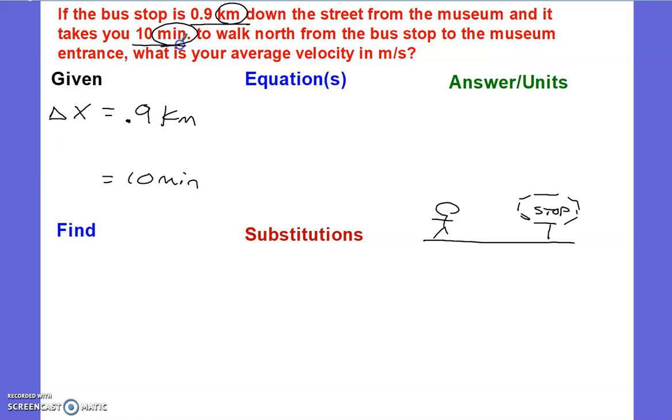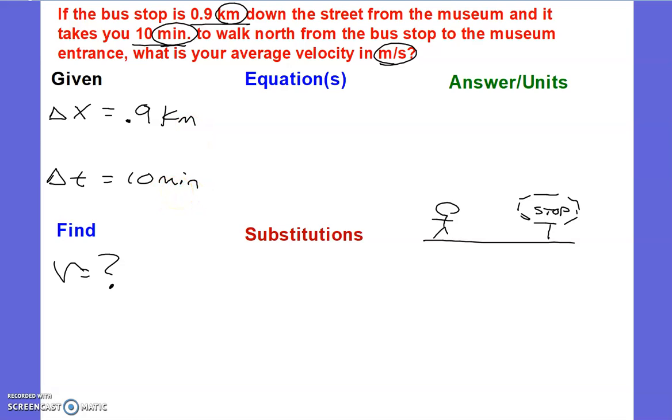For the next number, the minutes gives away that this is a time. We represent time with the letter t. We have t equals 10 minutes. We want to find the letter v because we are asked for the velocity. Now it says that we want the velocity in meters per second, so we're going to have to change from kilometers to meters, and we will also have to change from minutes to seconds.